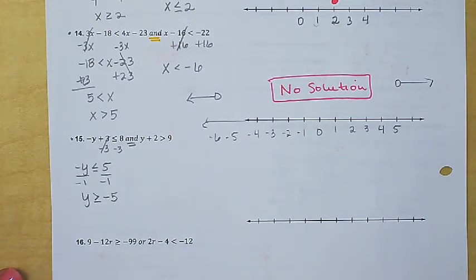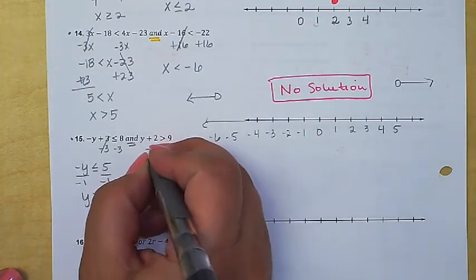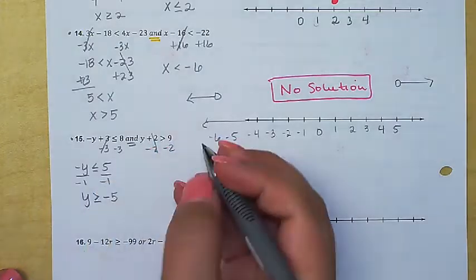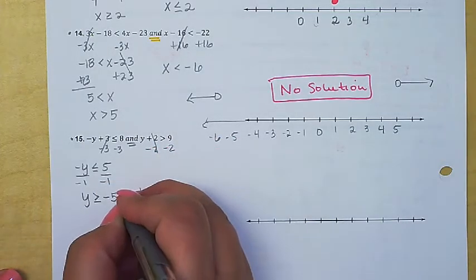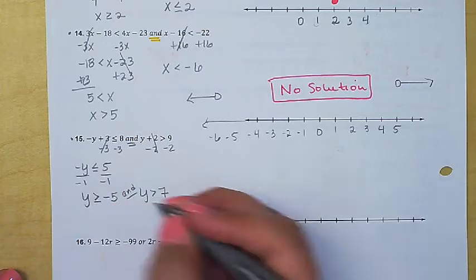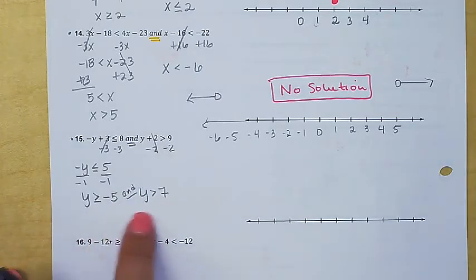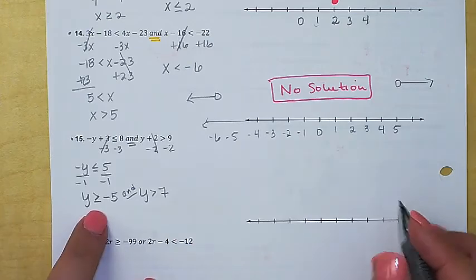Okay. And then for the next one, we just have this guy here. All we have to do is subtract 2 and then we're good. So y's that are greater than 7. Okay. So there are my 2 different solutions. Let's go ahead and graph them and see what happens.